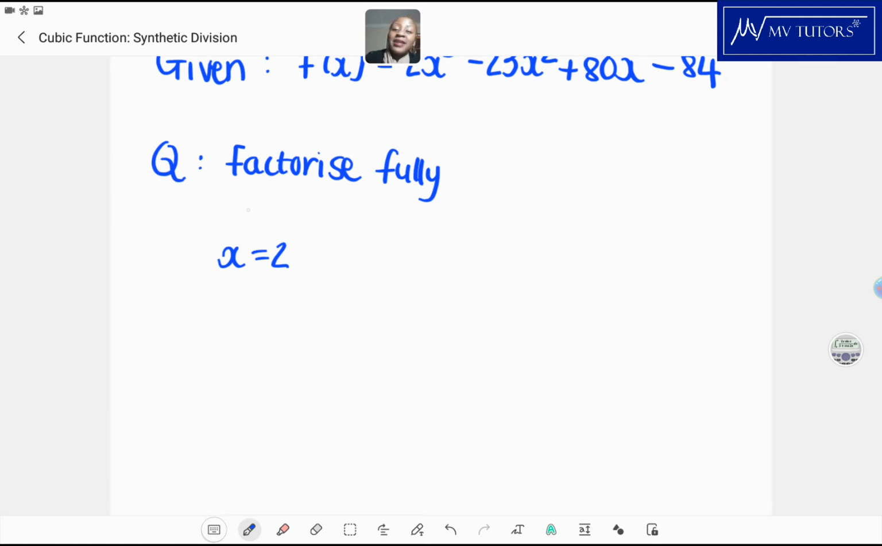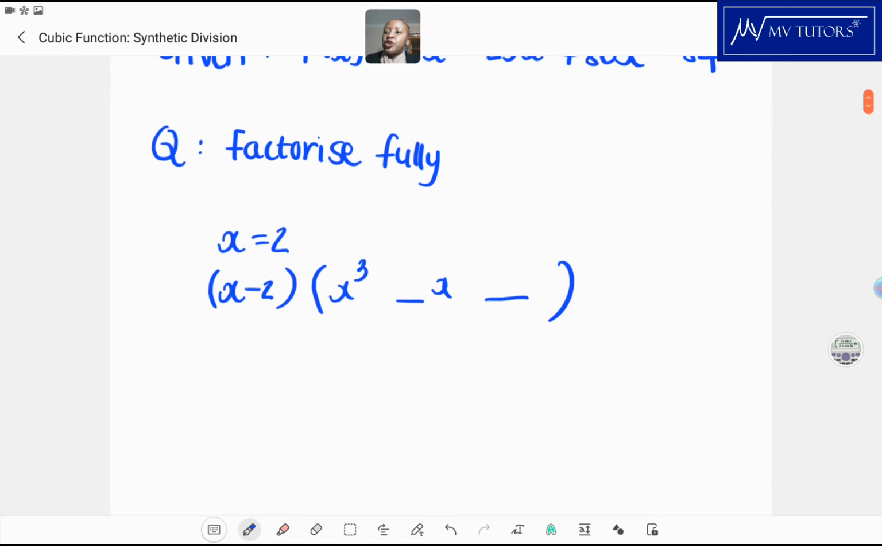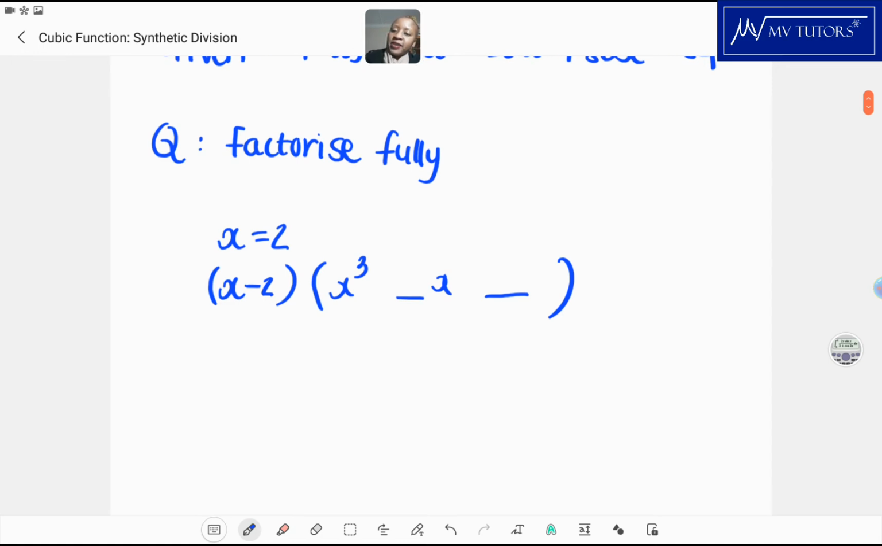If I take 2 to the other side, it'll be x minus 2 as one bracket. And then in the bigger bracket, we have x cubed, something x, and something. That is where we answer the question, factorize fully. So I'm going to show you synthetic division. What you do is set up this layout over here.